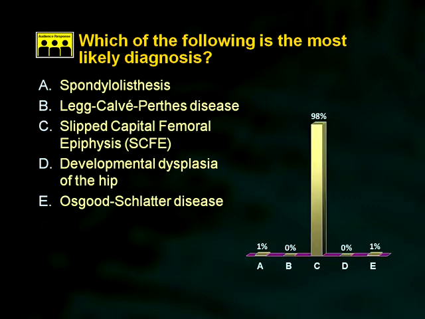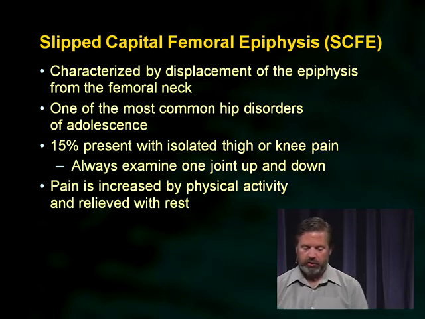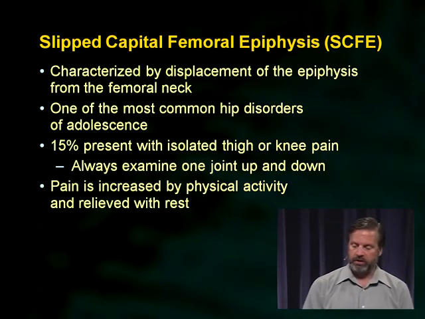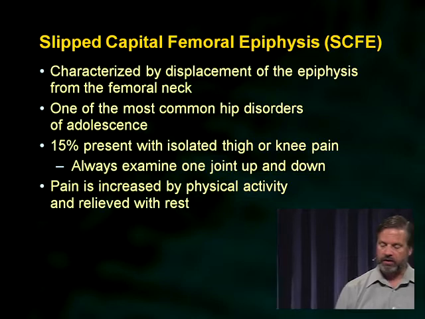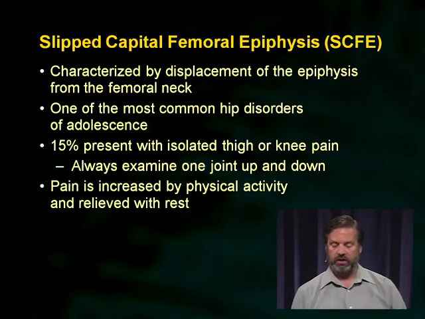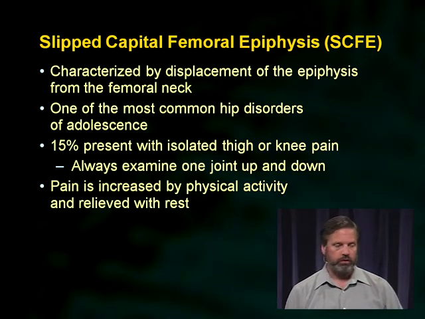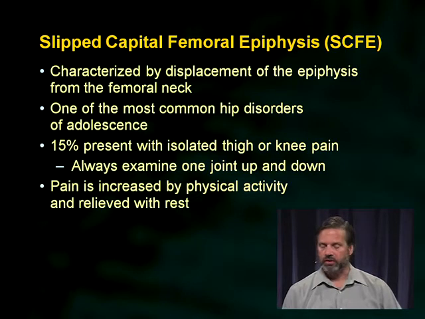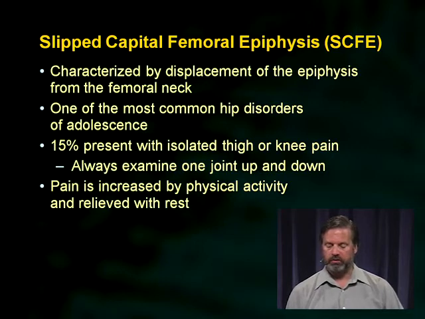Okay, so this was a textbook example. I gave you all the clues, and you got them. So we're going to talk a little bit about SCFE. So characterized by displacement of the epiphysis from the femoral neck. You can actually see it on X-ray. It's one of the more common hip disorders that you'll see. It's also one of the more serious. So it can lead to significant disability if it's not appropriately treated.